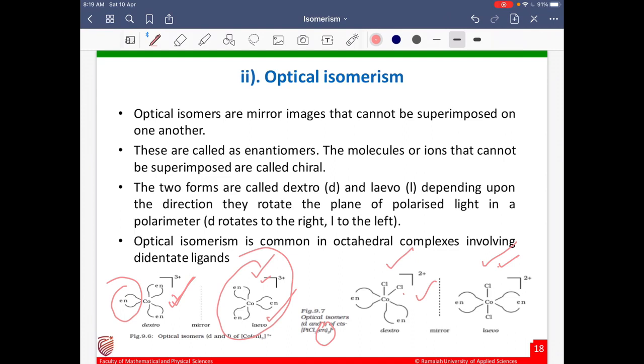Then if you perform an experiment with the polarimeter, we will be able to find which direction these compounds shift the light. So this compound will shift the direction of the light to dextro. This observation we can find only after performing the experiment. And this isomer, which will rotate the light to the left direction, that's why we call it levo.